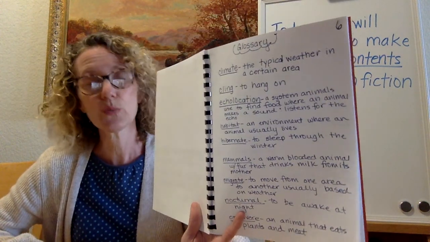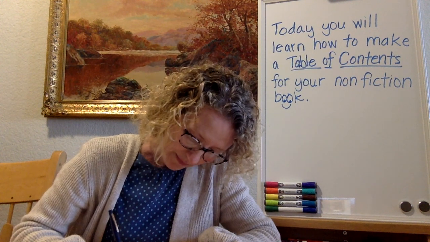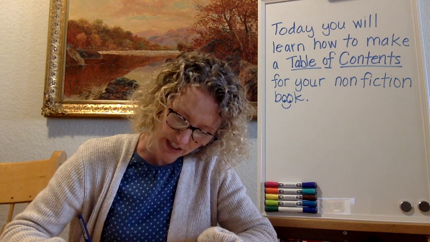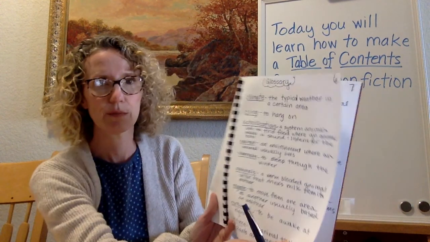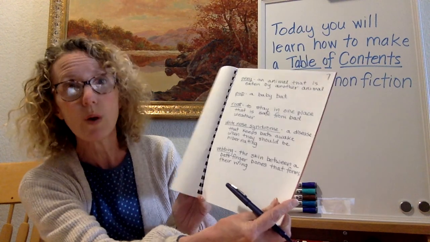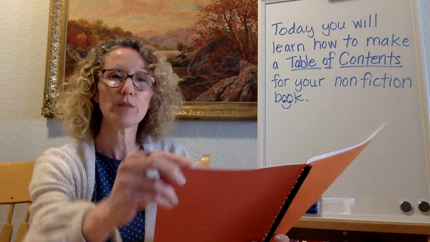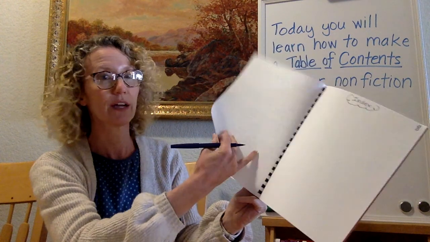The next page is where I have my glossary. And so I need to write the word glossary on the next line down. And that is on page 6. So see? So far my contents is in perfect number order. But now look, here's my glossary. Here is more of my glossary, and that's on page 7. Remember when it says write the page number where you started writing about each topic. So I'm continuing my glossary here. I'm not going to write a page number for that. I'm not going to write page 7.